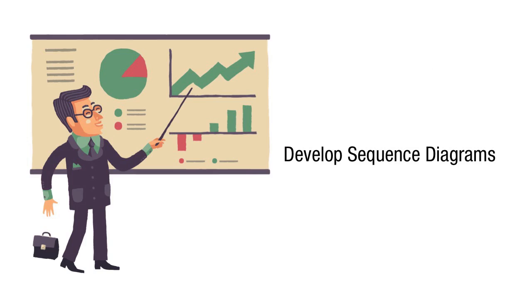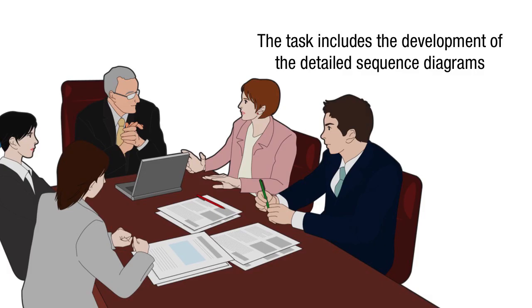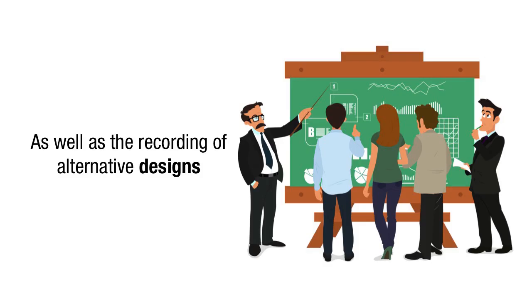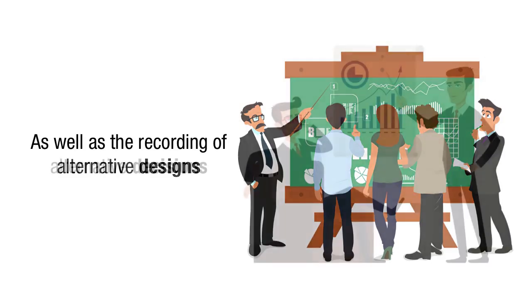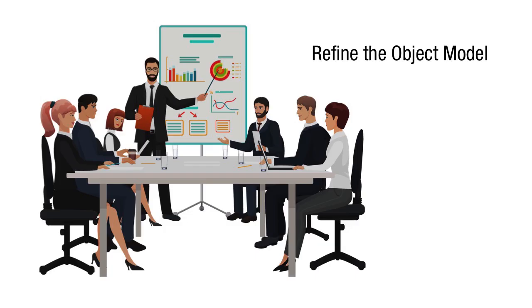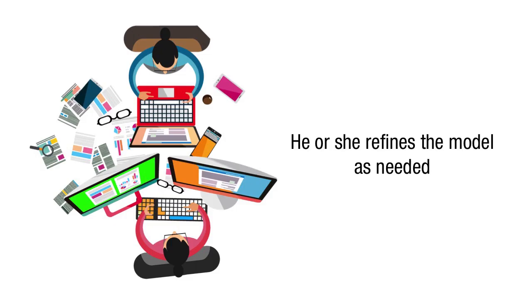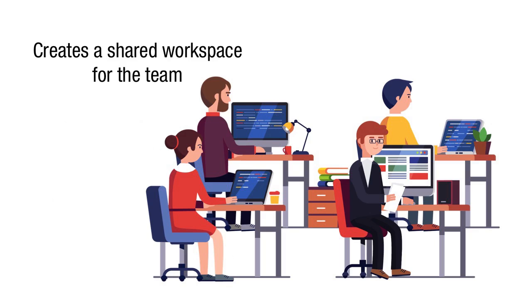Develop sequence diagrams. This step is required. This is done by the feature team. The task includes the development of the detailed sequence diagrams as well as the recording of alternative designs, decisions, and so on. Refine the object model. This step is required. This is done by the chief programmer. He or she refines the model as needed and creates a shared workspace for the team.